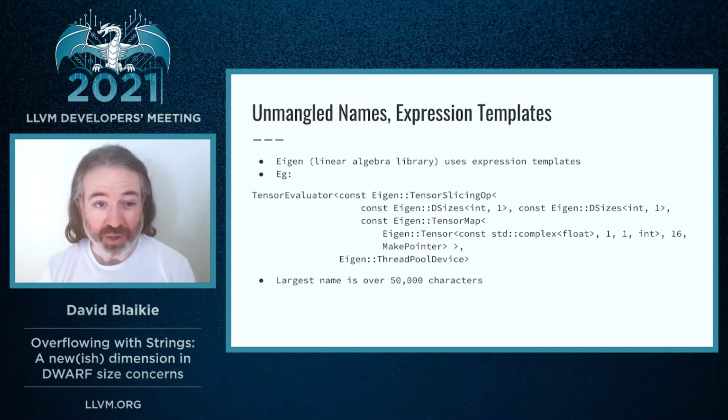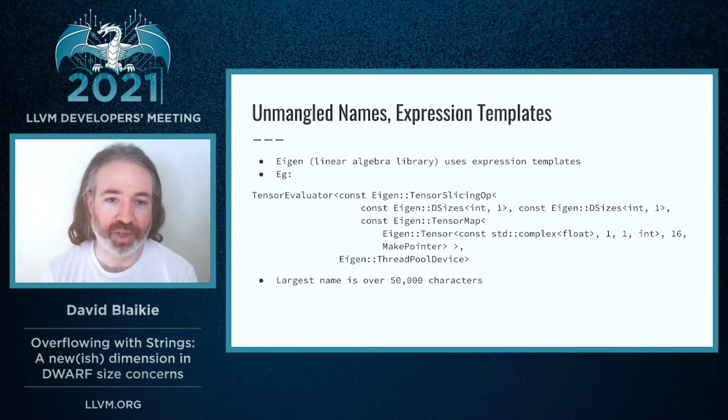This happened especially because of large expression templates, deduced template parameter lists that are very, very significant in a couple of linear algebra libraries and things such as Eigen and TensorFlow. Some of the largest names are over 50,000 characters.